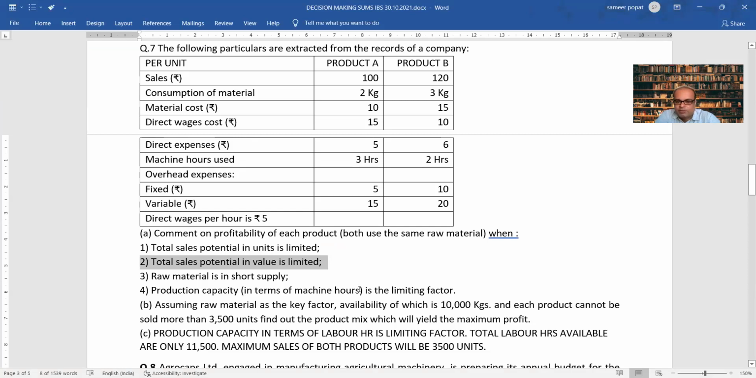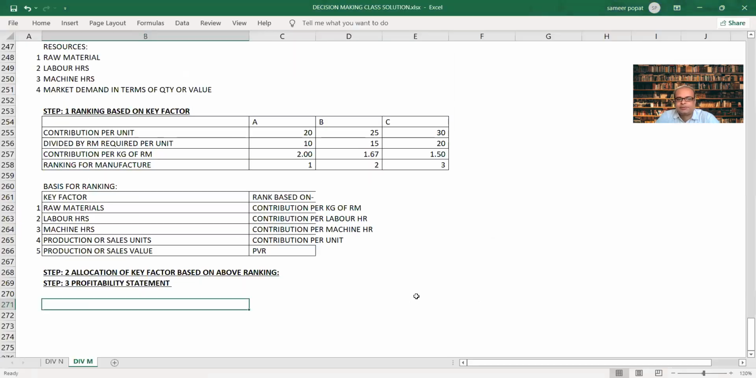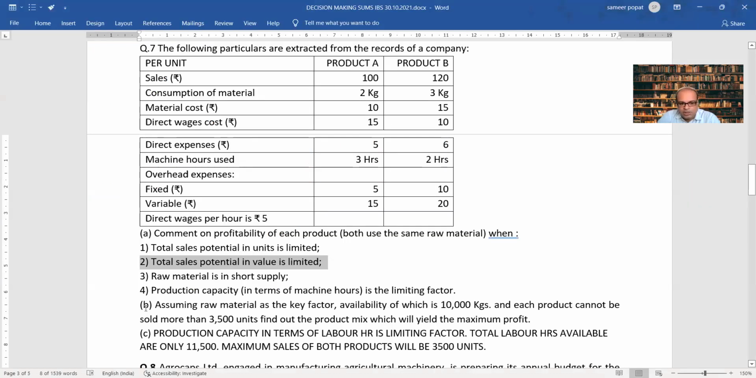Production capacity in terms of machine hour is limiting factor. Machine hour is key factor. Contribution per machine hour. Perfect. Now in B part, it says assuming raw material is a key factor, availability of which is 10,000 kg, and each product cannot be sold for more than 3,500 units. Find out the product mix which will yield the maximum profit.